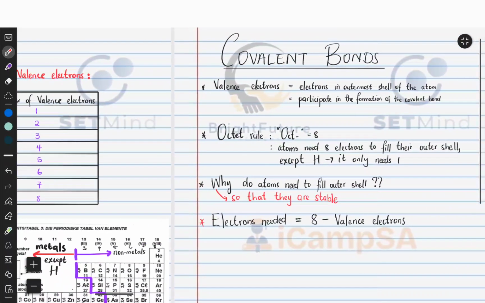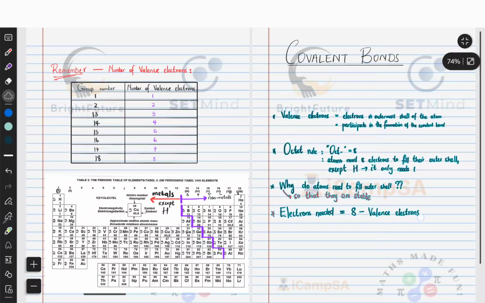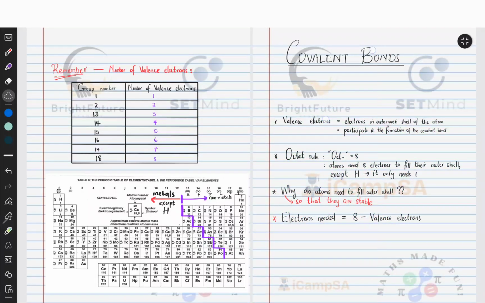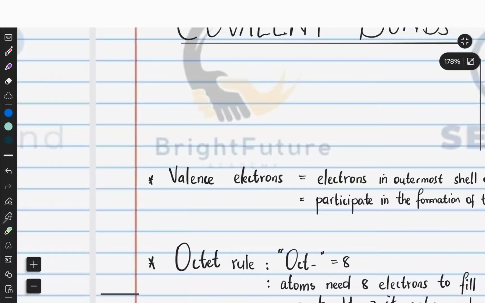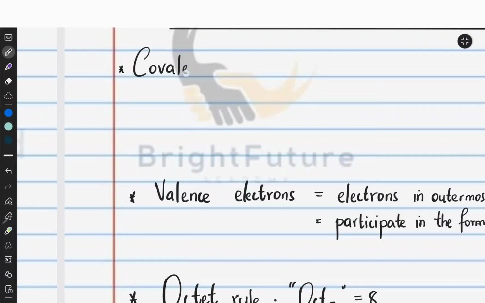I think we forgot to add our definition for covalent bond there. Let's just do this. Let's add our definition for covalent bond.